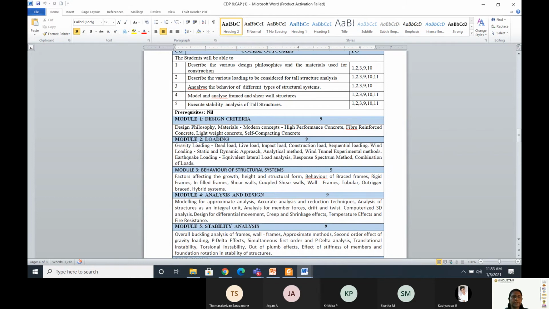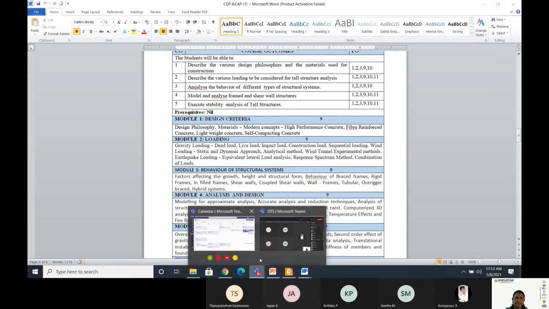Isn't it okay? And second unit: loading, gravity loading, dead load, live load, impact load, construction load, sequential loading, wind loading, static and dynamic approach. That is what I have taken now. The analytical method, wind tunnel experimental methods, earthquake loading, equivalent load, response spectrum method, combination of loads. Are you okay with this? These 2 units now? Did you get an idea? I will upload my PPT today. You can go through the PPT, refer because second unit almost the major part is from the codal provision. Okay, IS 1893 and IS 875.